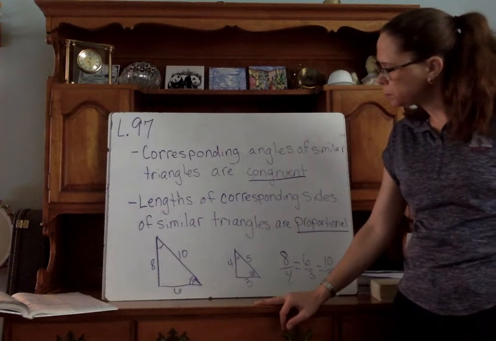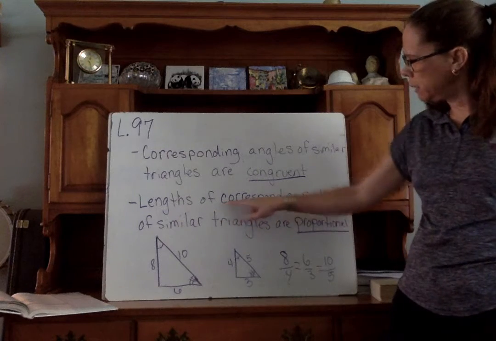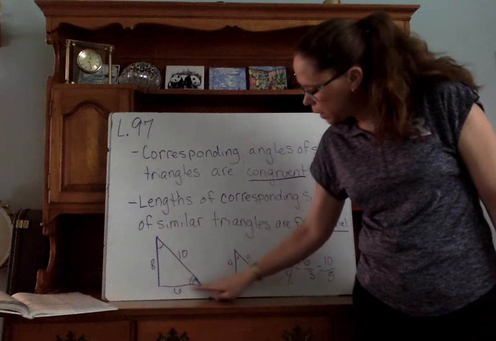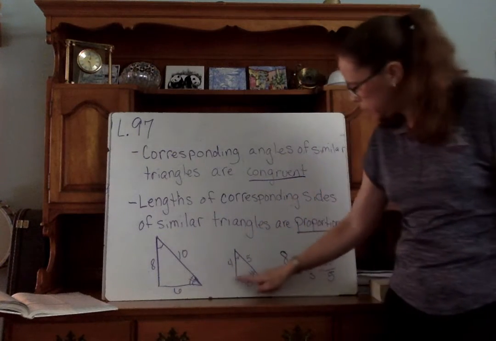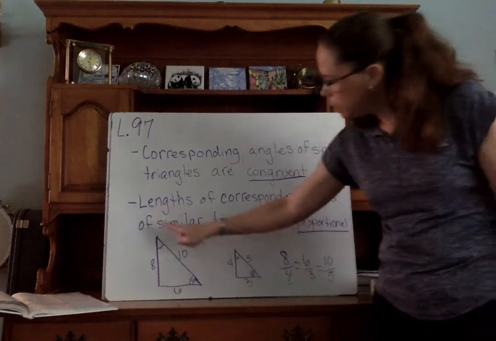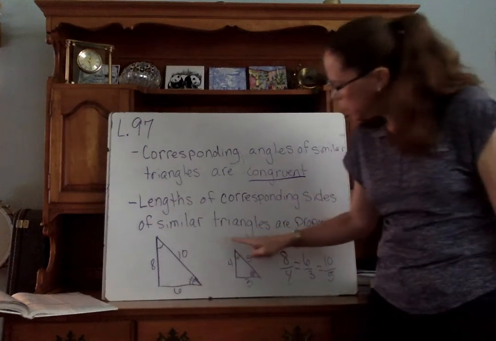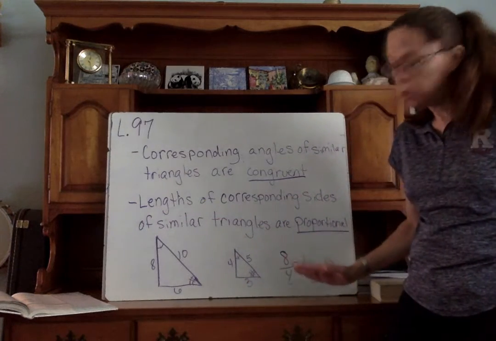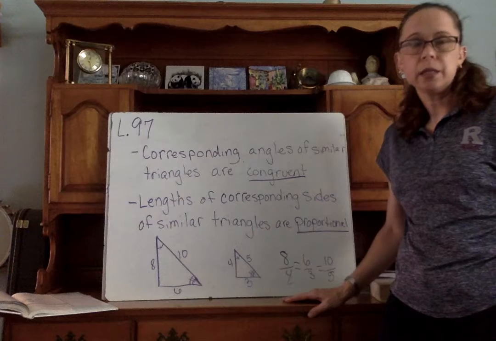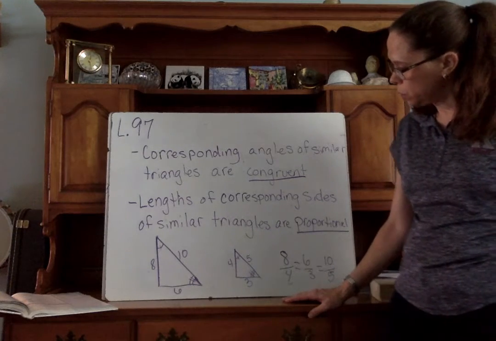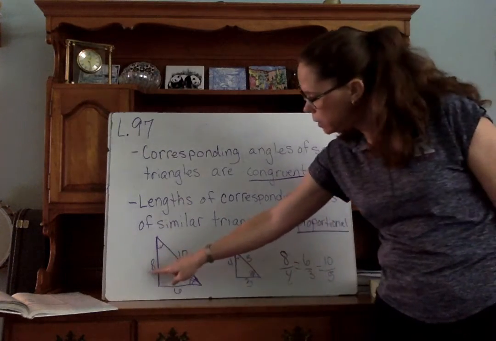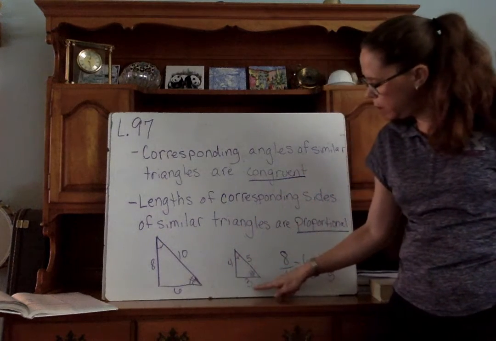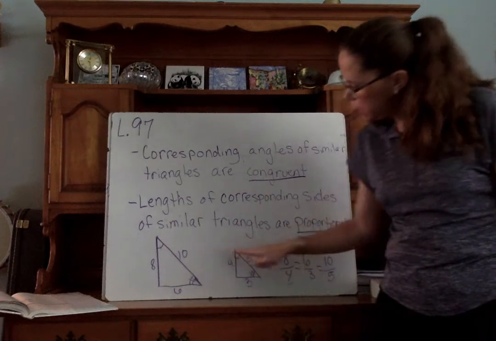So let's see what it means that the lengths of corresponding sides are proportional. This side that measures 6 corresponds to this side here, which measures 3. This side here, 8, corresponds to this side, which measures 4. This side corresponds to this side. So I want to compare corresponding sides to see if they are indeed proportional. I'm going to compare 8 to 4. 8 to 4 has to be equal to 6 to 3, which has to be equal to 10 to 5.